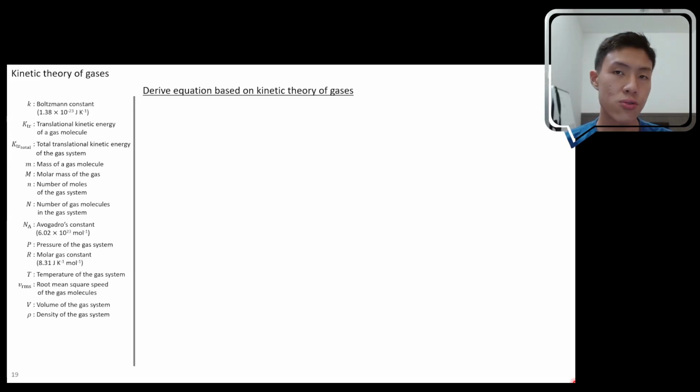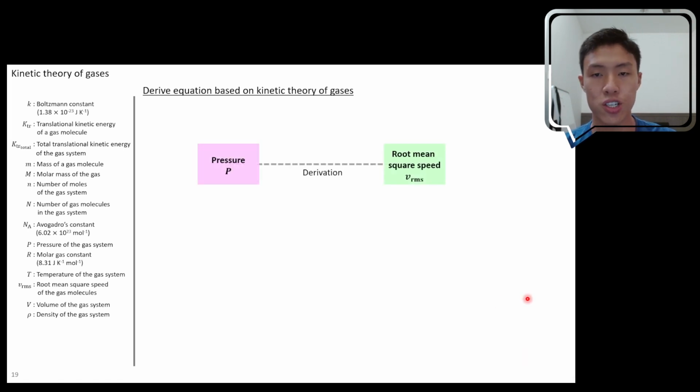Now, let's try to take the equation that we have derived earlier that relates pressure and VRMS. Let's take this equation and further manipulate it to find other equations that relate macroscopic properties of gases and the microscopic behavior of gas molecules. So first you have your pressure and your root mean square speed, which is VRMS, and through the 25 minute video that I've done earlier, we already obtained these two equations that relate pressure and VRMS.